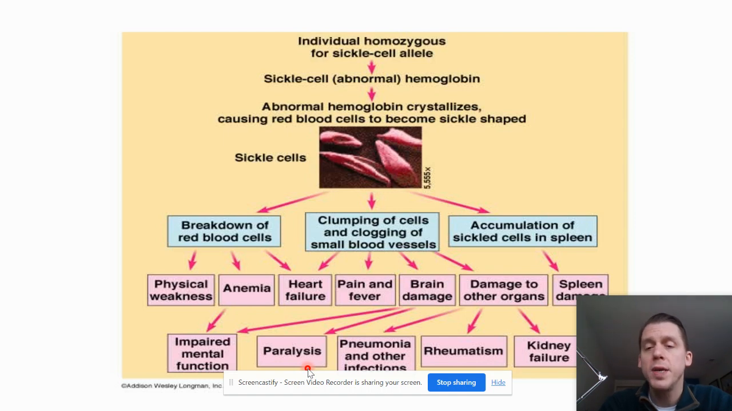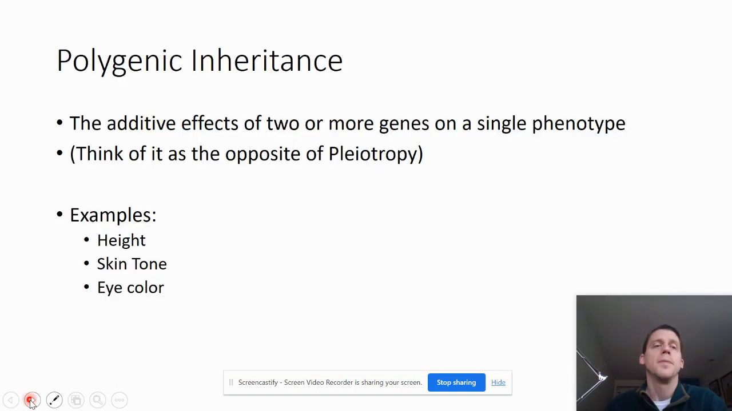So, pleiotropy is when there is one mutation, and that mutation causes several results. Instead of one mutation causing a pink flower or a white flower or being tall or being short, it's going to cause a number of things. This isn't the only example of pleiotropy, it's just the one example.